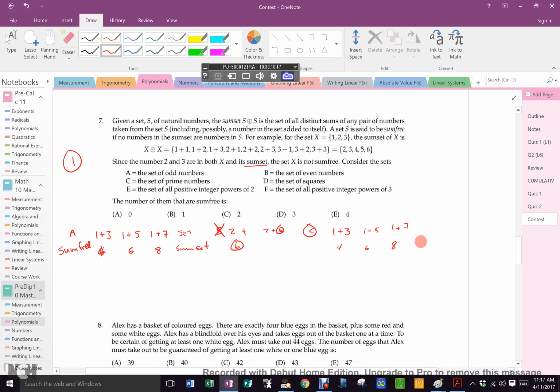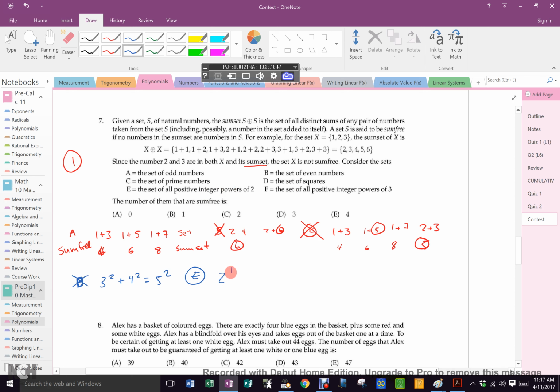But you've got to remember that 2 plus 3 is 5, and there it is in both sets. So C is out. D, set of squares. Well, we know it's out because 3 squared plus 4 squared equals 5 squared, and 25 is a square. So D is out. E, positive integer powers of 2.